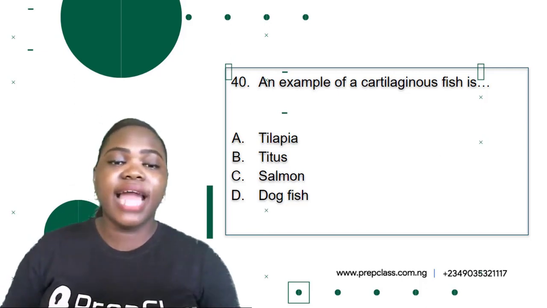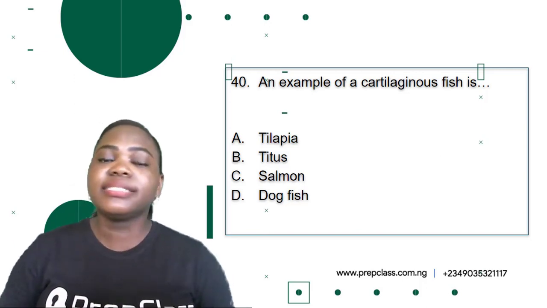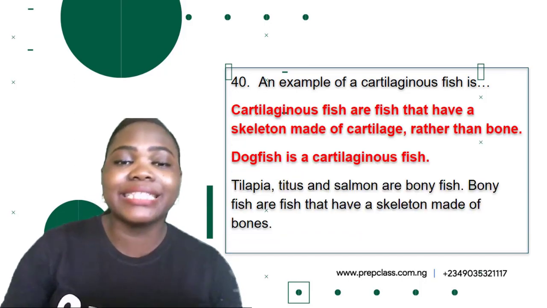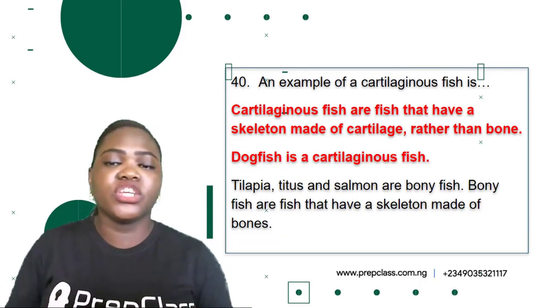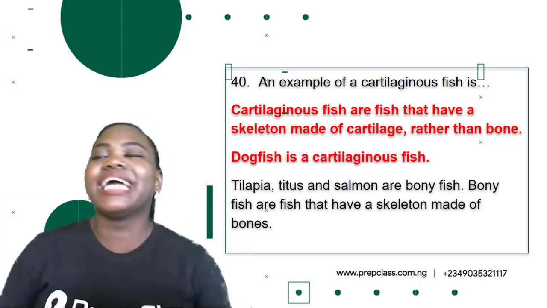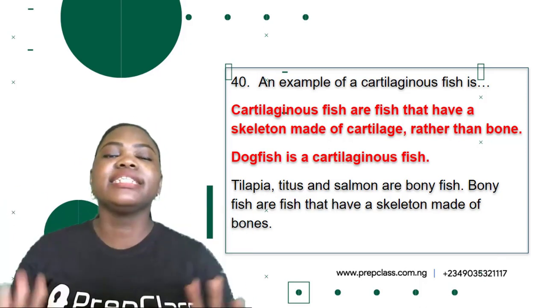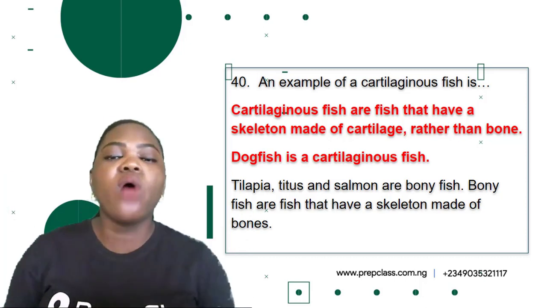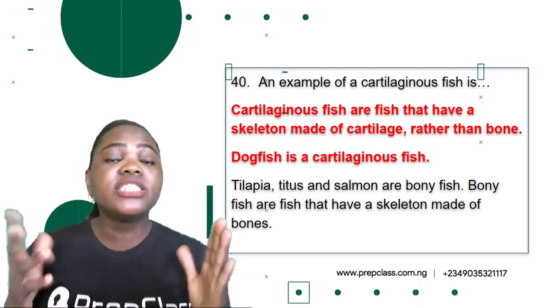dash. A. Tilapia. B. Titus. C. Salmon. D. Dogfish. So first of all, what are cartilaginous fish? Cartilaginous fish are fish that have a skeleton made of cartilage rather than bone. Okay, so their skeleton is made up of cartilage, not bone. Okay, so an example of a cartilaginous fish is dogfish.